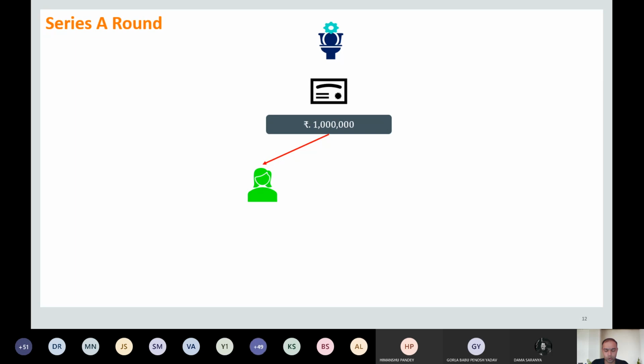So now two people are coming into the picture. One is the angel investor. Okay, so the angel investor is there. Who is an angel investor? Let's see again.